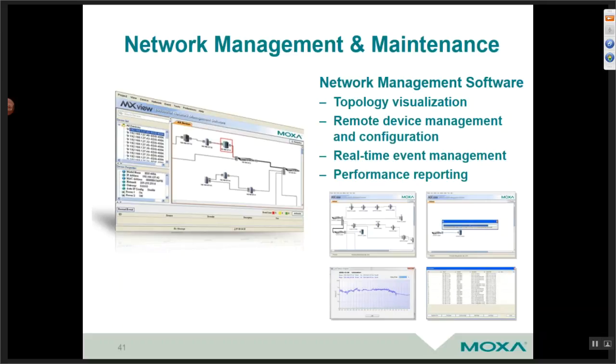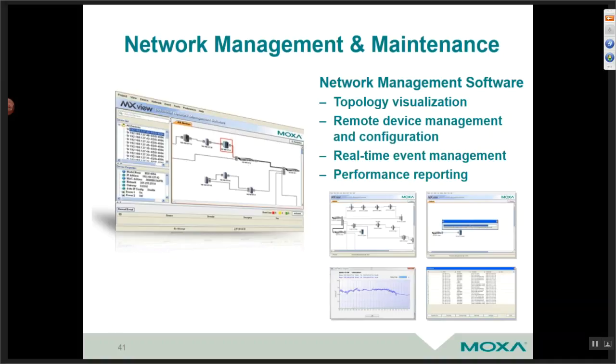So to those of you that have networks that are quite large, they can be very difficult to manage, and sometimes if there's a problem on a part of the network, it can be very, very difficult to isolate where that is. Network management software will typically include some features that you can use for diagnostics.